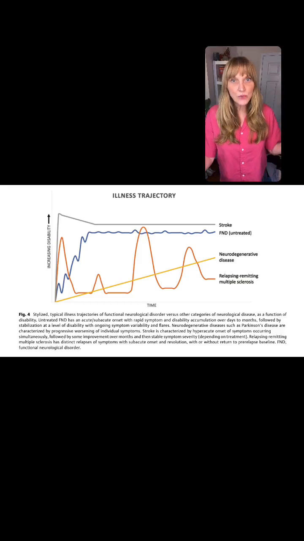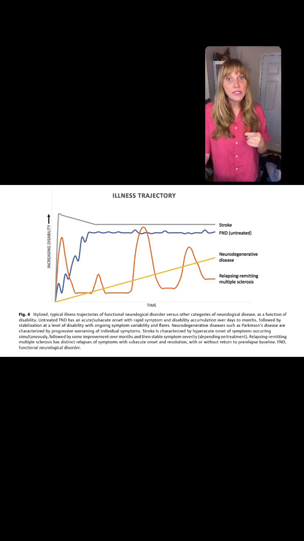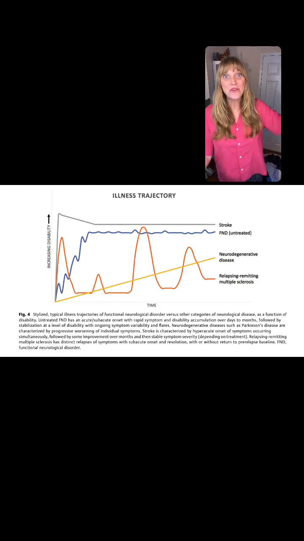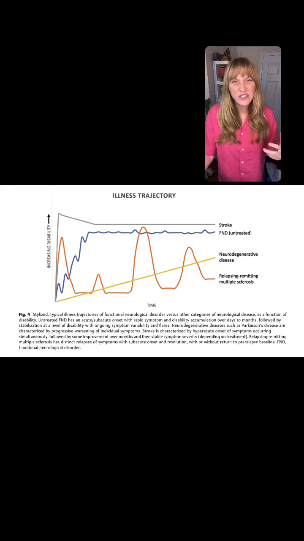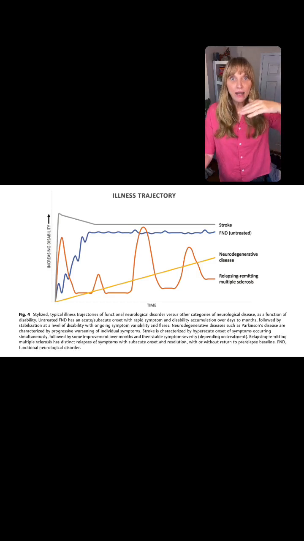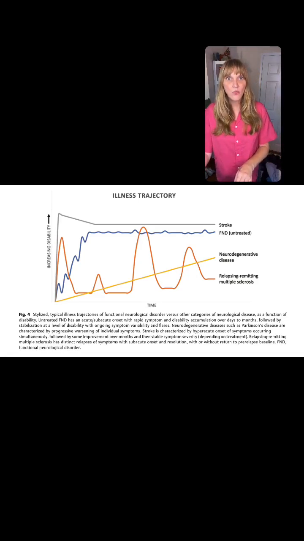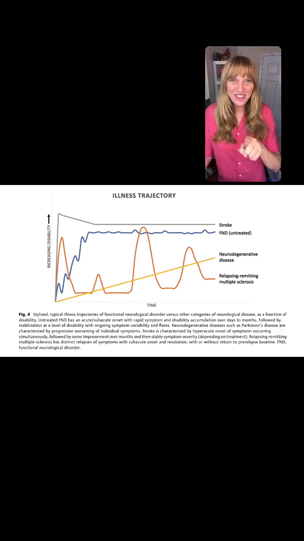In the orange, you can see relapsing, remitting multiple sclerosis. In the yellow, you can see neurodegenerative disease. And then what you can see with a functional neurologic disorder is this time course that is wavy. So a lot of ups and downs, flares of symptoms, but a fairly steep curve of worsening, and then if left untreated, staying at that level of disability and symptoms.